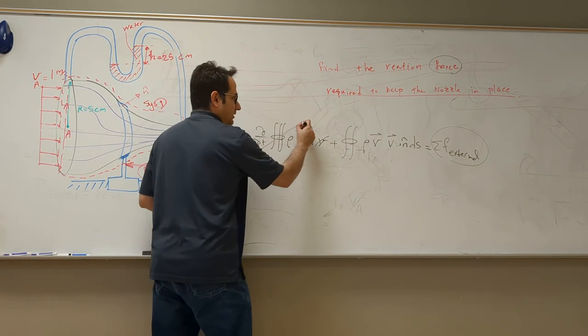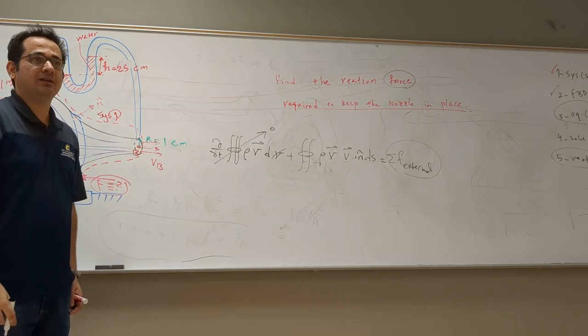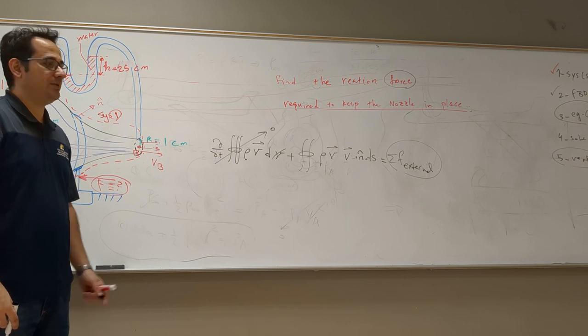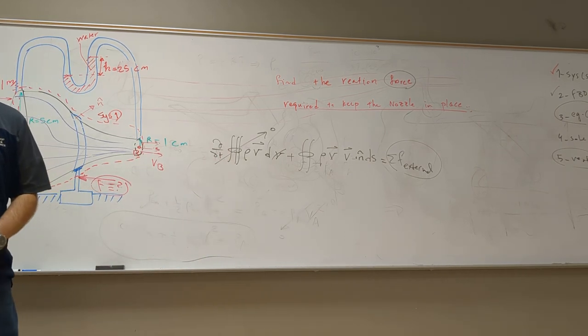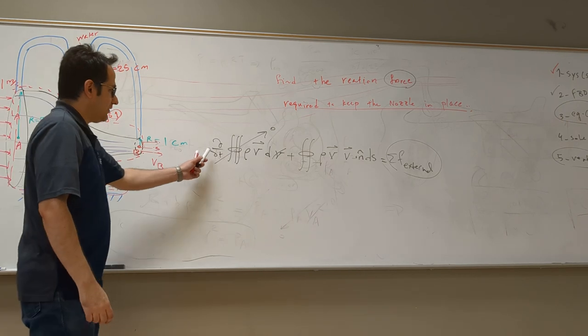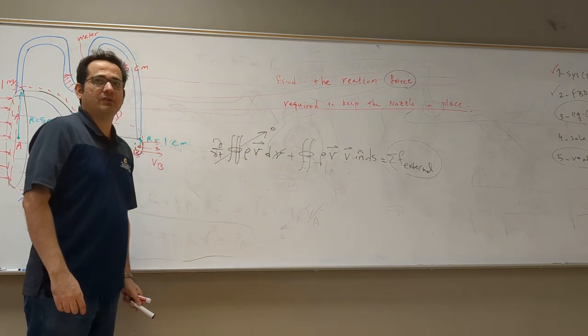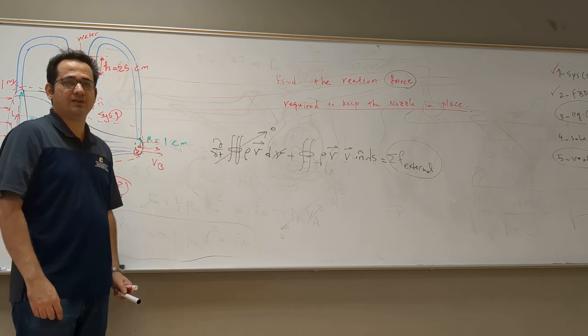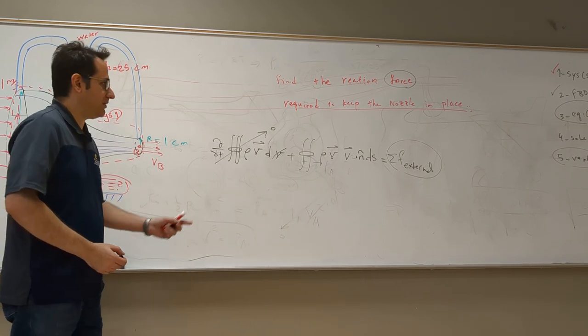What about this term? Why zero? I mean, you should really say this immediately. We have done this so many times. Say it again. This is the time derivative of something, zero. What does it mean? Steady state. The steady state, that's the term.